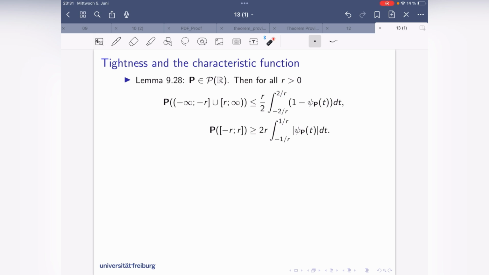We have to make a connection now between tightness, which has something to do with the mass outside some compact set. And this here is, well, a generic thing outside a compact set. So close to minus infinity and close to infinity, and the union of this, on the one hand side. On the other hand, the characteristic function, which plays a role here. And I forgot to delete this here. We do not need this here. Okay, so let's prove this.